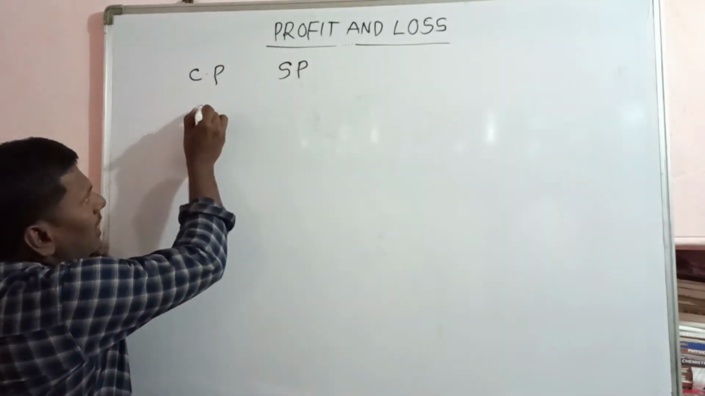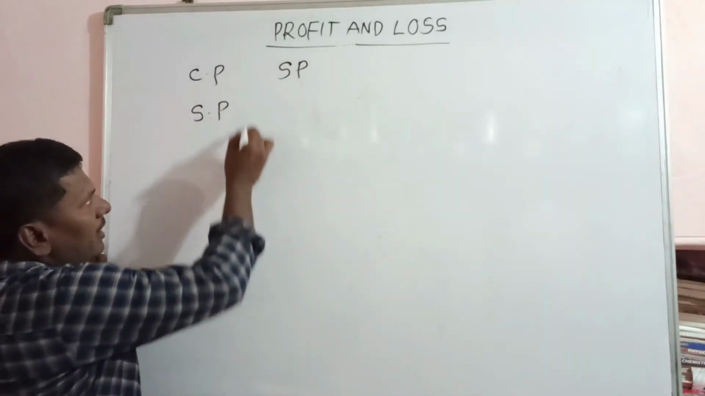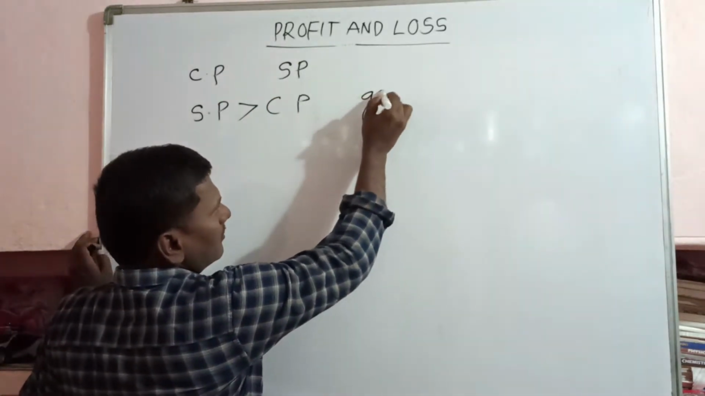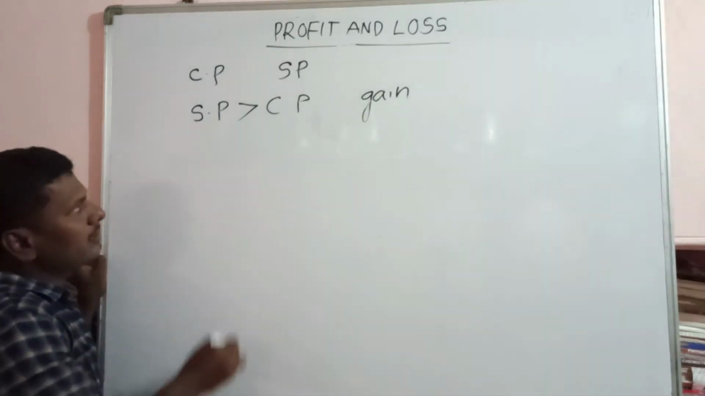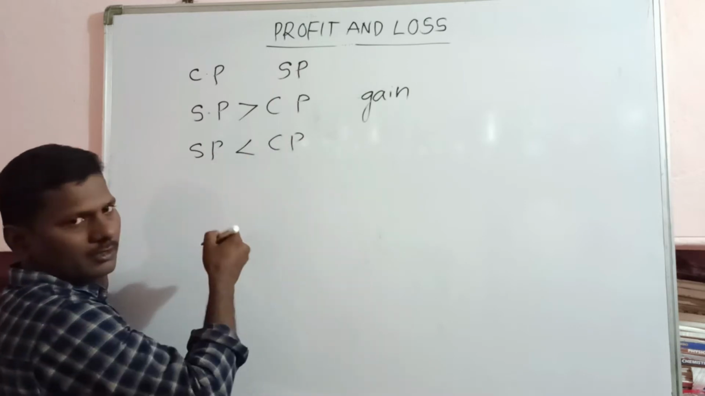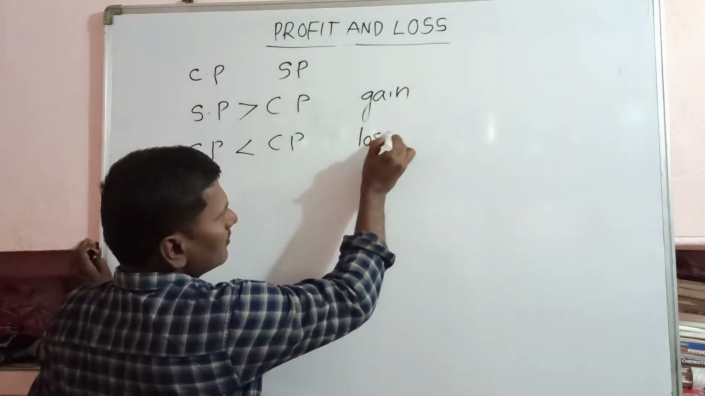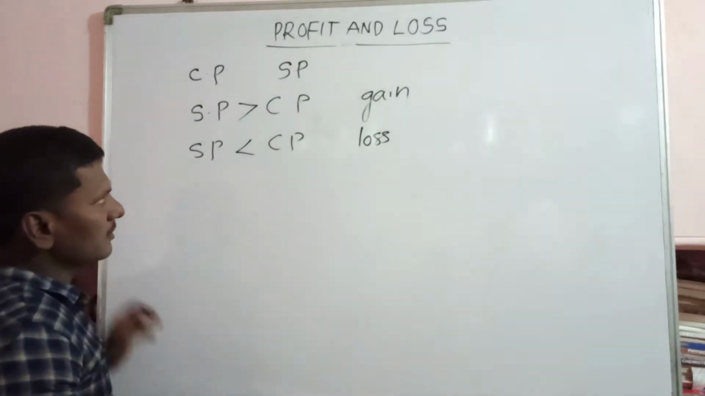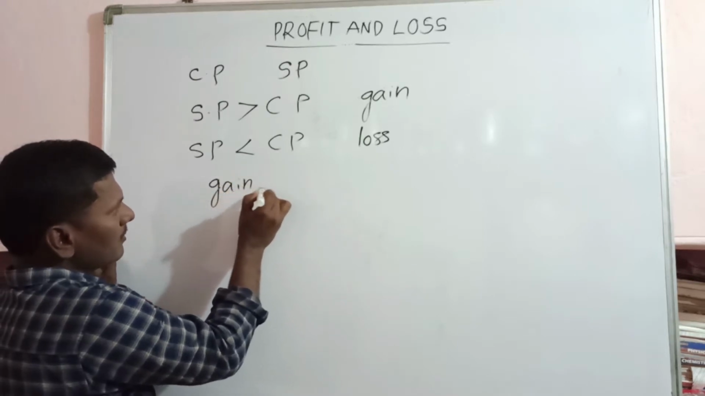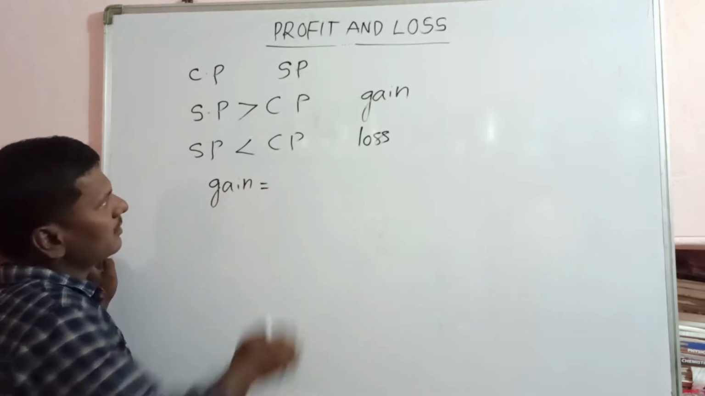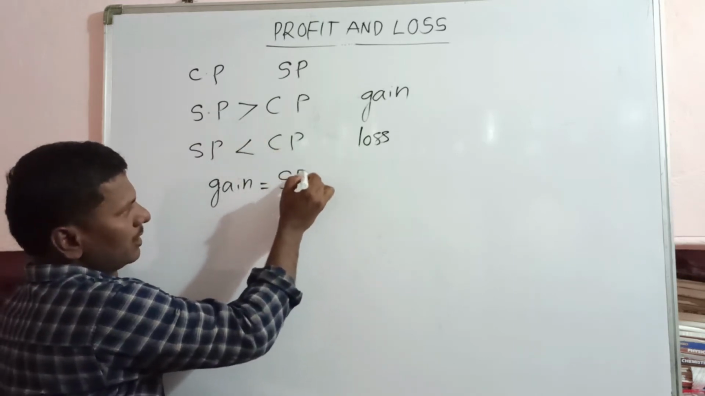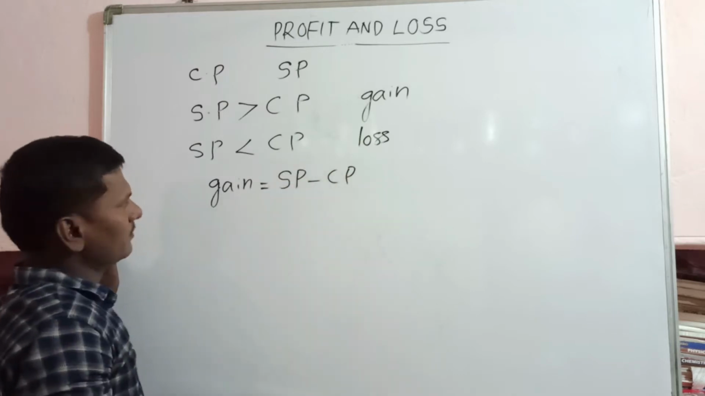When selling price is greater than cost price, we have gain. When selling price is less than cost price, we have loss. To find out gain, we have to subtract cost price from selling price. So gain is equal to selling price minus cost price.